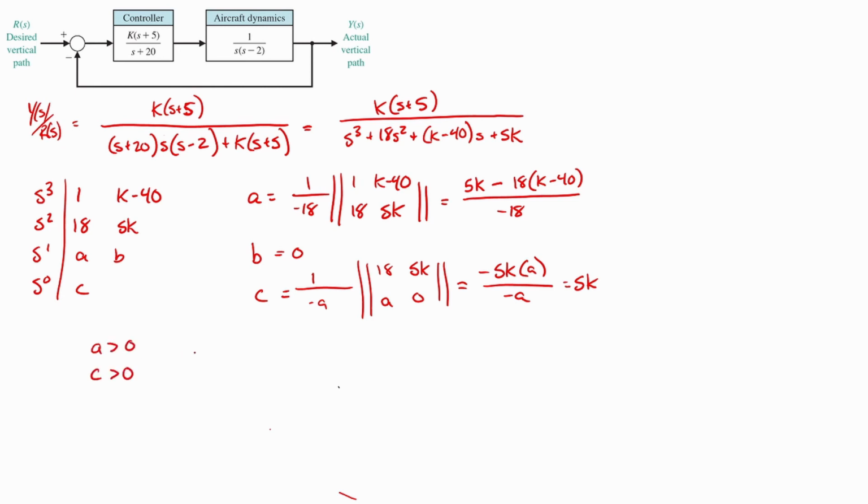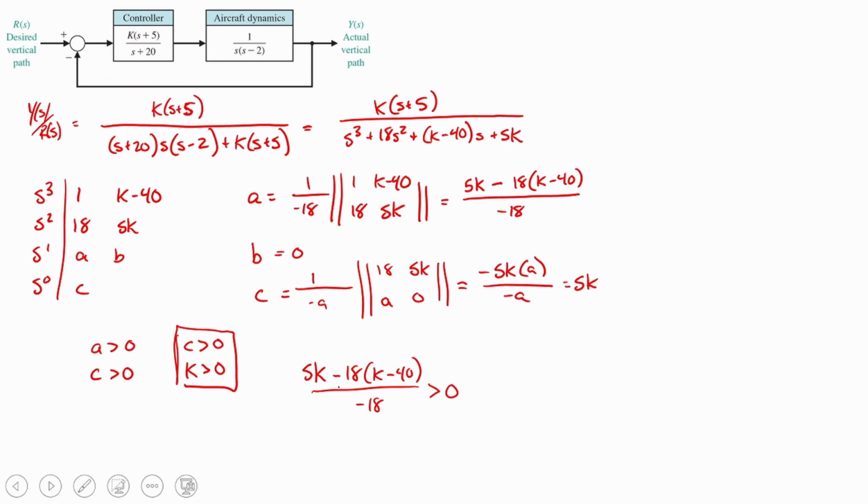Okay, so for C to be greater than 0, we know that K simply has to be greater than 0. Okay, so that simplifies that. Then our last term is A. So we have 5K minus 18 times K minus 40, all over negative 18, has to be greater than 0. So this is for A greater than 0.